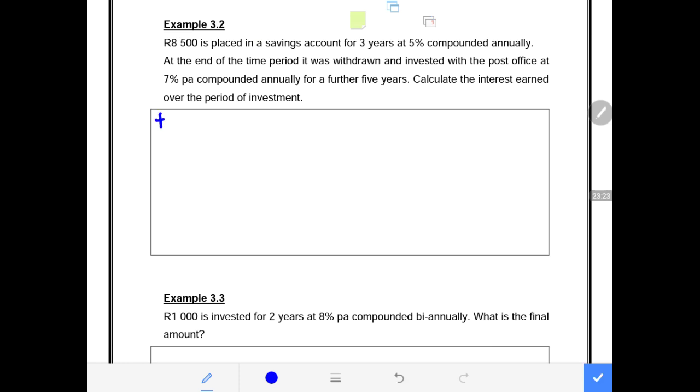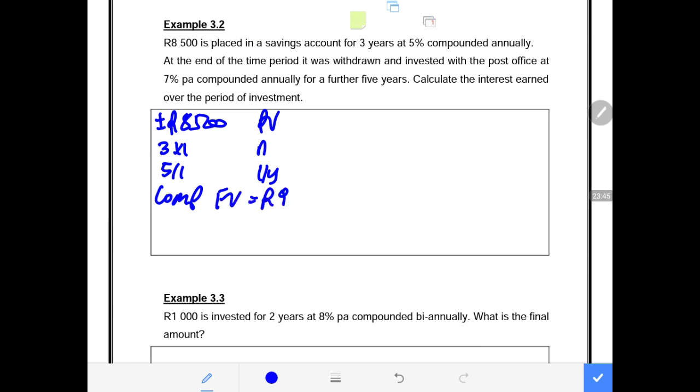I clear the calculator, then plus minus 8.5, which is our present value, and 3 times 1 is our n, and 5 over 1 is our I divided by y, and we computed the future value of the investment, which gave us 9,839 Rand 81 cents. Now we said this amount now becomes the present value when invested with the post office, compounded annually for a further 5 years.